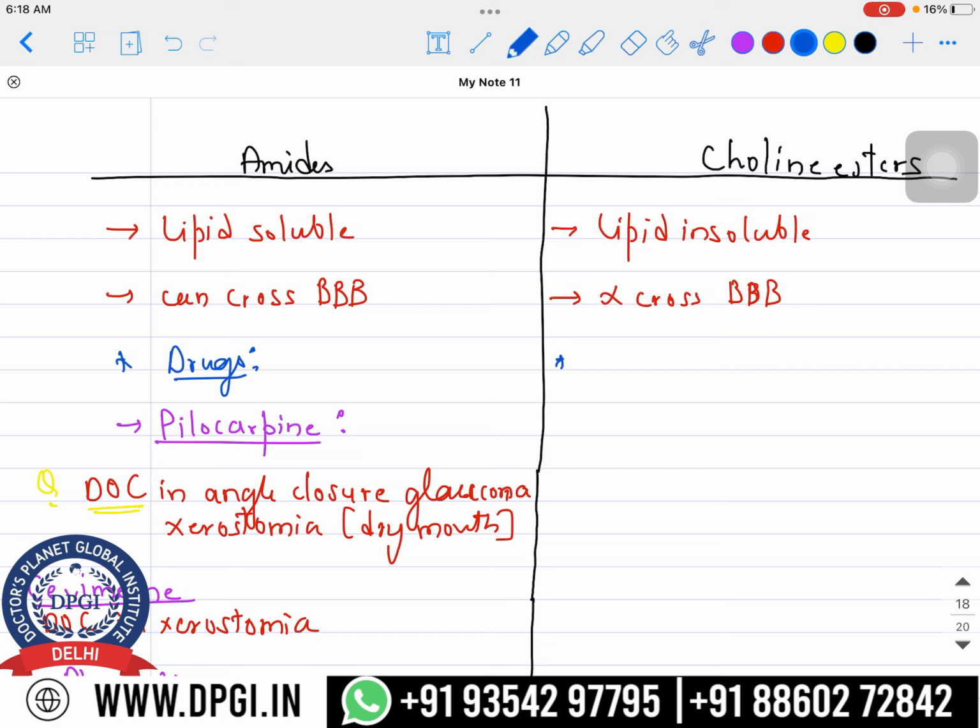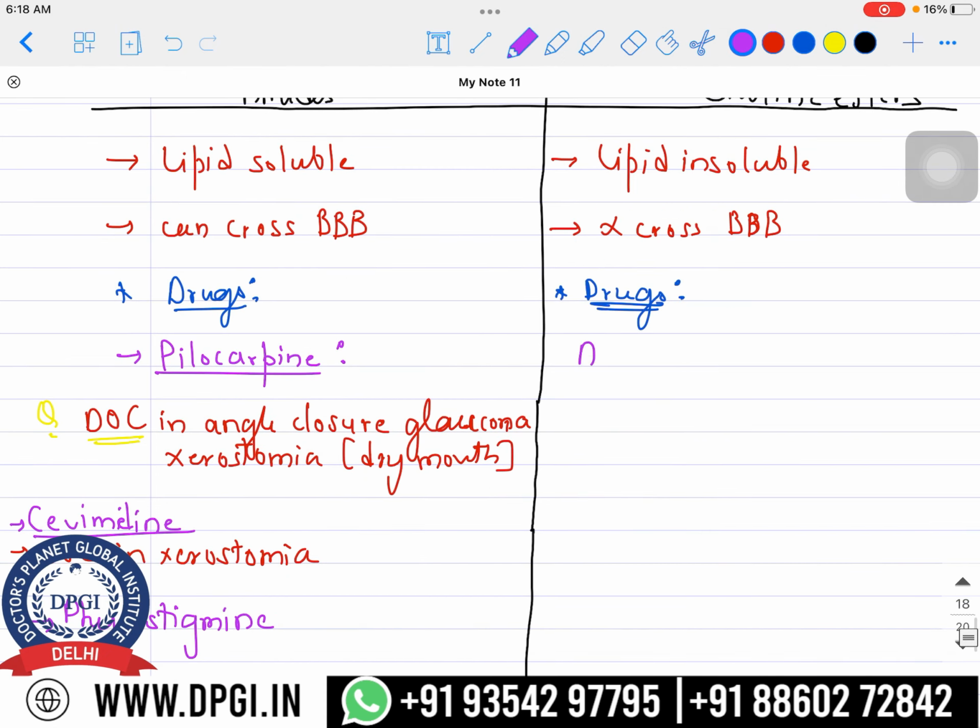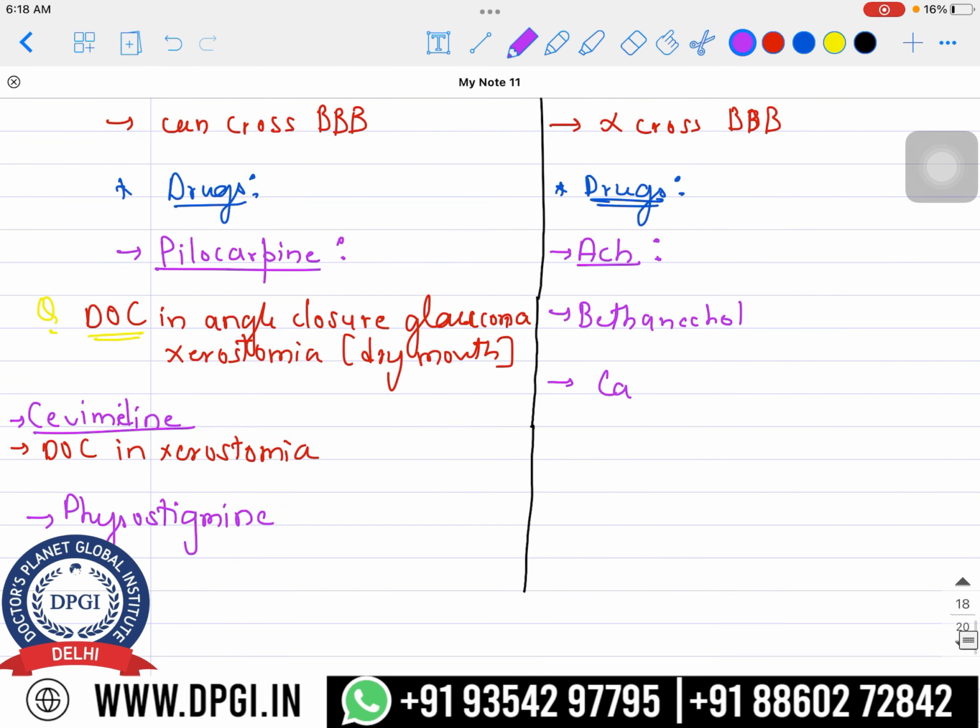What are the drugs we can talk about in this particular choline ester category? The first one is the very popular one, acetylcholine, right? The second drug you can use over here would be bethanechol. Then you might have heard about carbachol, which can be used. Methacholine can be used over there, right?